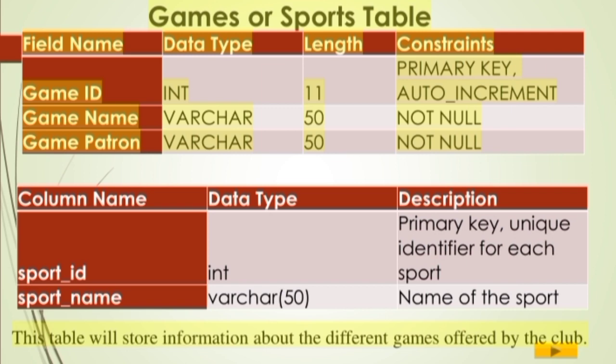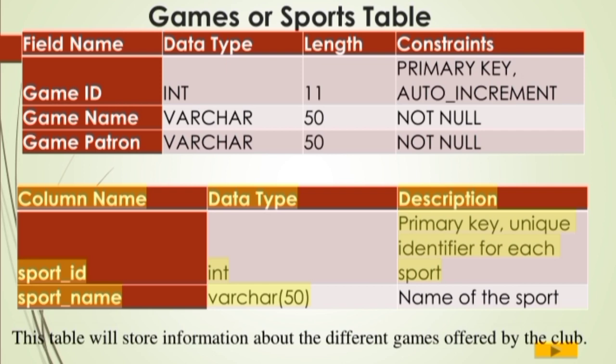Constraints. Game ID, int 11, primary key, auto_increment. Game Name, varchar 50, not null. Game Patron, varchar 50, not null. This table will store information about the different games offered by the club.